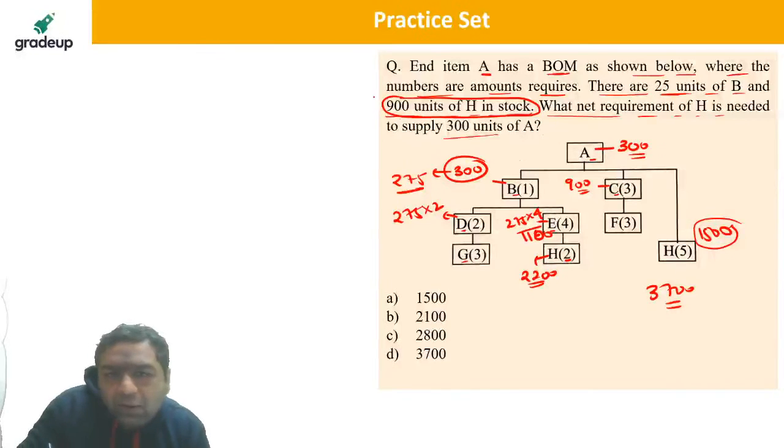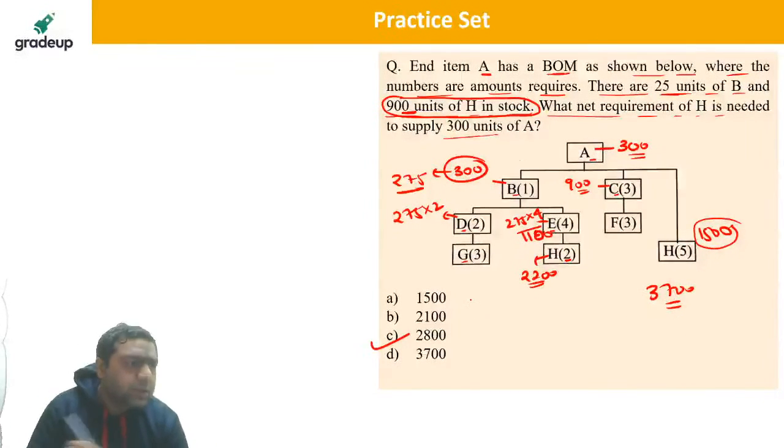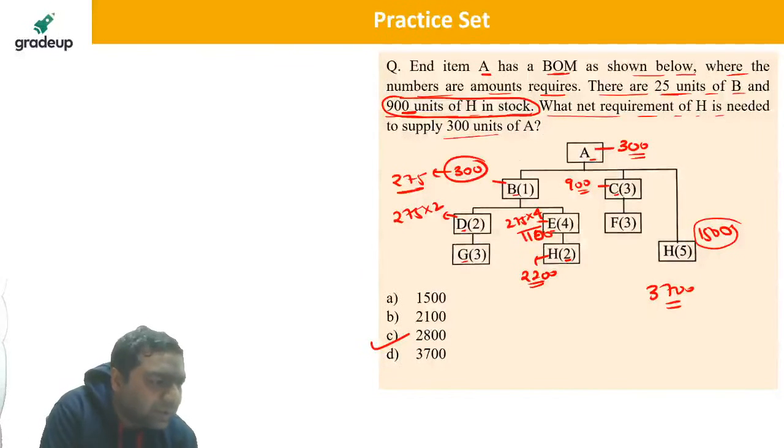Okay guys, and already 900 are available. So the answer will be 2800. C will be the answer. Very good, Banu Rajan, Anant Jain.